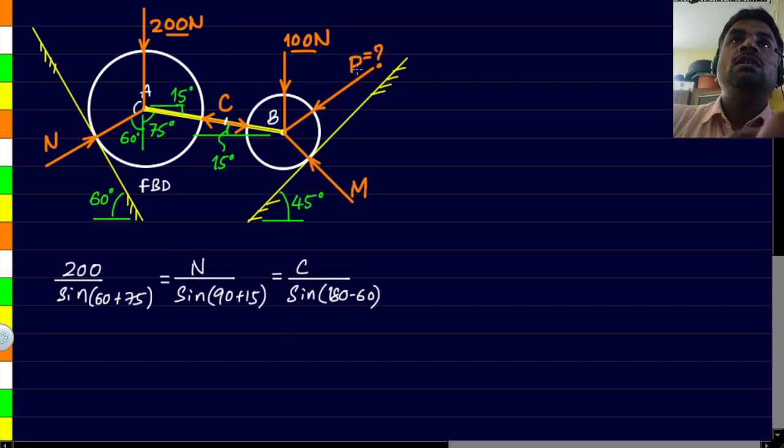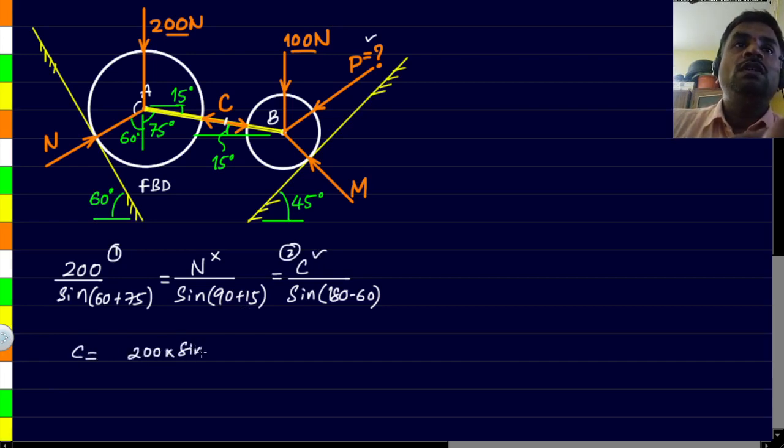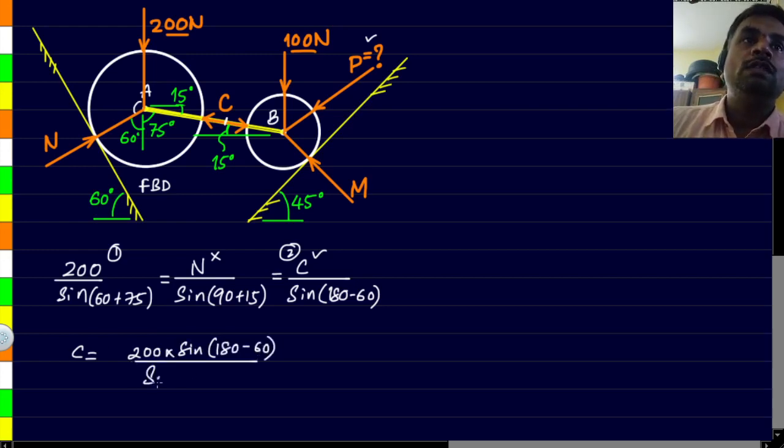So since we are interested in finding P finally, we don't have to find the normal reaction, we just need C. So we'll just have to use this and this equation. Comparing them, we will be able to get C as 200 times sine of 180 minus 60 whole divided by this value, the sine of 60 plus 75.